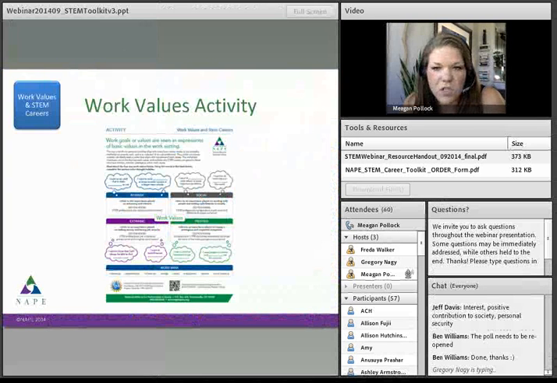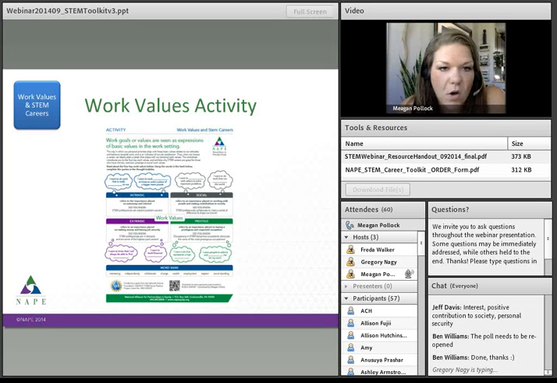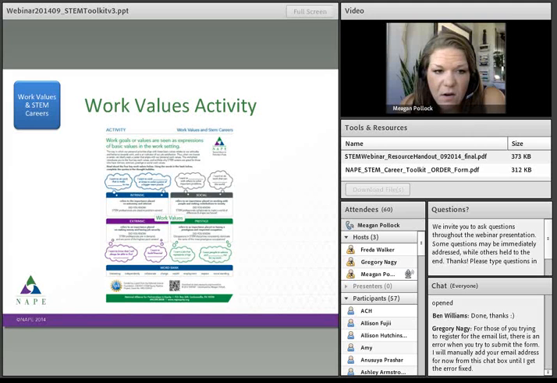So the worksheet that we have created, and the lesson plan as well that's in the toolkit, is on the work values. It's the array that you've just seen, and then it has some of the same language that was in this activity that we all did together. Then it talks about how you relate those things that your student might say to STEM careers.